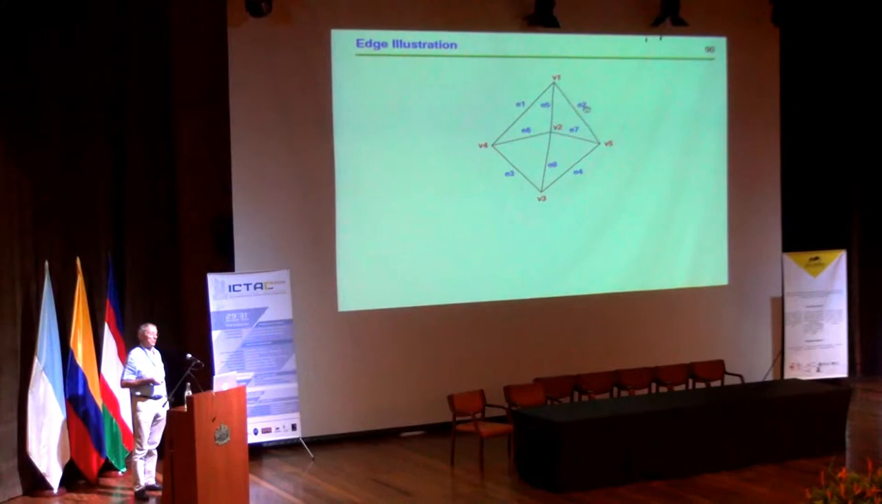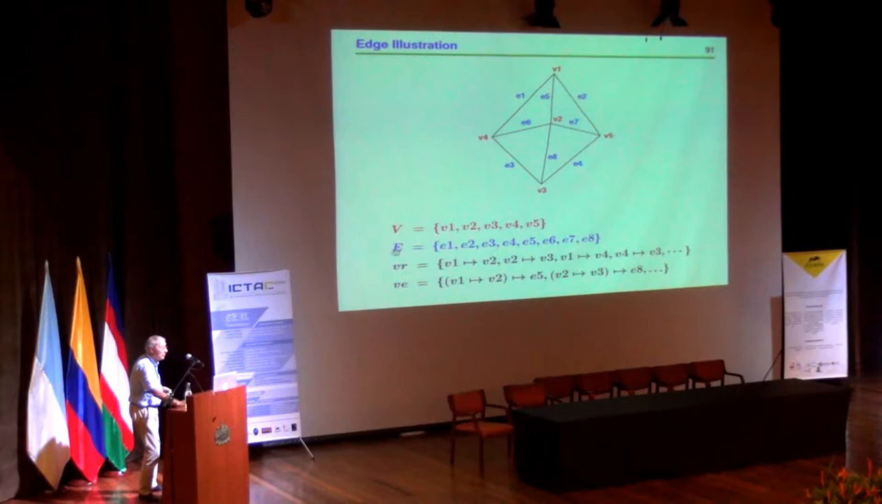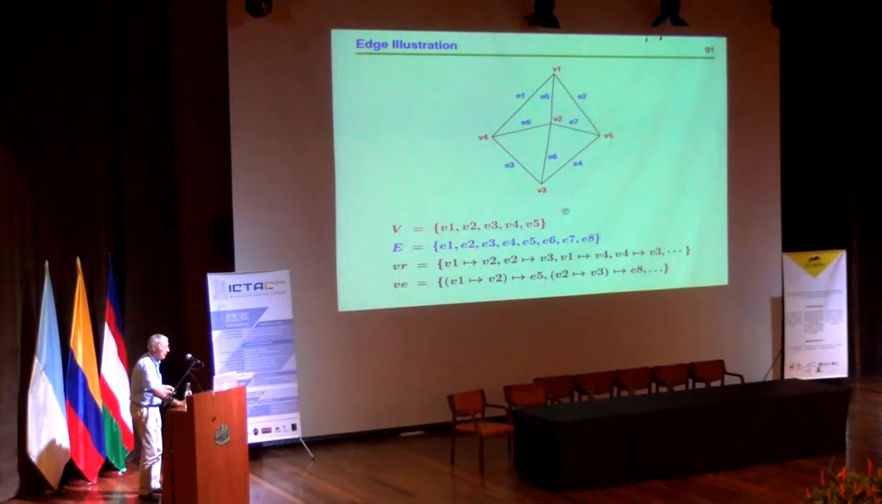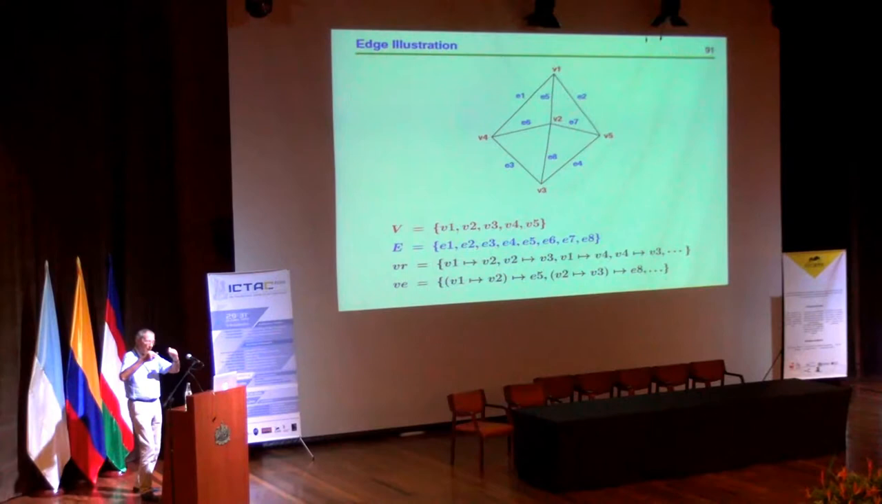So you see V here, the red. You see E, the blue. We have until 8. VR, I copied the VR from the previous slides, and here VE is a bijection, so V1, V2 is associated with E5, V2, V3 is associated with E8, so all edges are in a one-to-one relation with elements of pairs appearing in VR. Okay, so this is all. So you see again how we slowly go down.